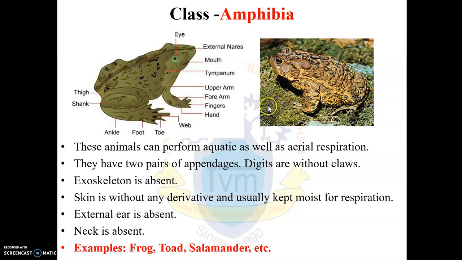The difference between the frog and the toad is that toad has rough leathery skin whereas frog has smooth skin. You can see the different parts of the frog like eyes, thigh, ankle, foot, then mouth, tympanum, upper arm, forearm, fingers, etc.